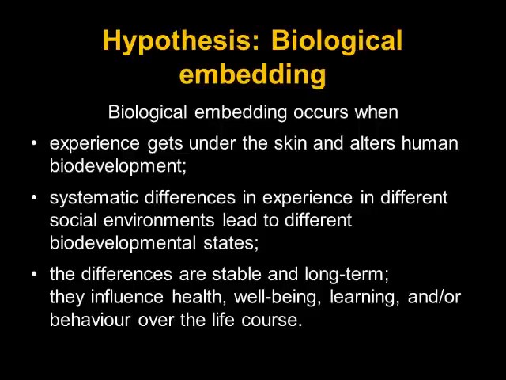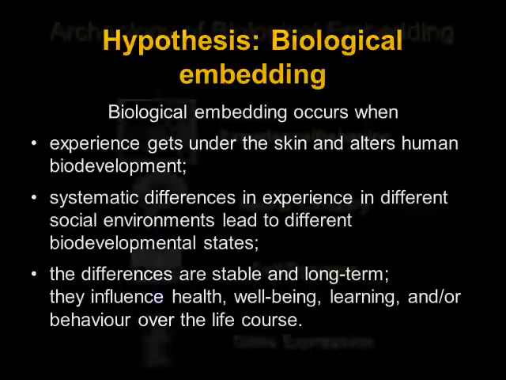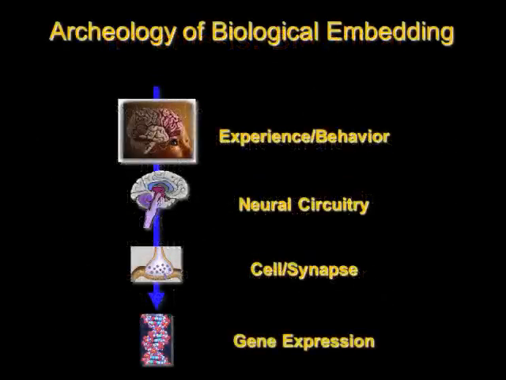What's been going on over the last 15 years or so is that a whole bunch of different interdisciplinary groups have been digging away at this question and trying to understand what's going on. One of the things we've gotten very interested in is what we're calling the archaeology of biological embedding. We are trying to understand how experience influences measurable things like behavior and development, how that relates to the function of, let's say, neurocircuitry, what that means at the level of the cell, and what that means at the level of the gene. So, digging down to try to understand this.